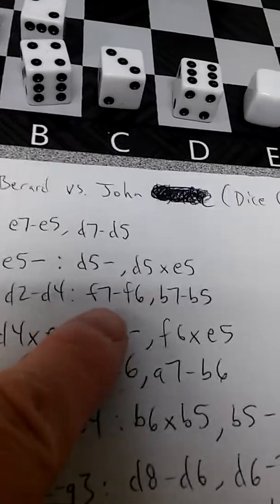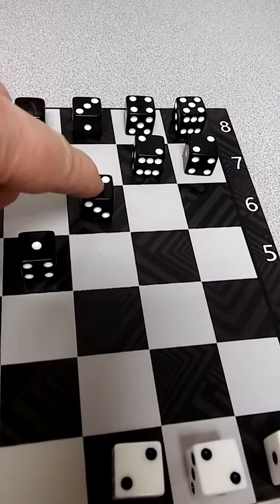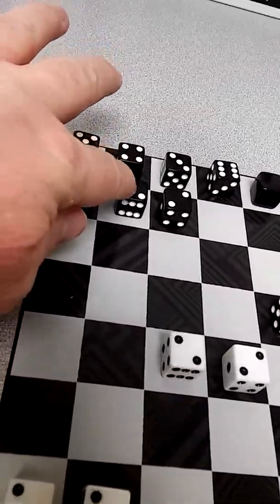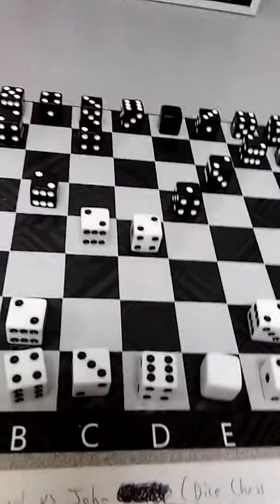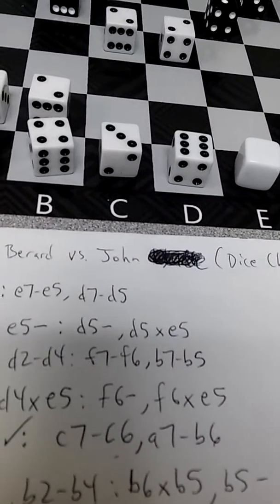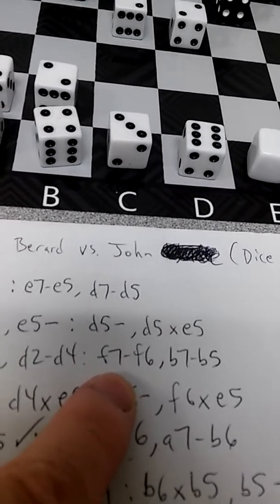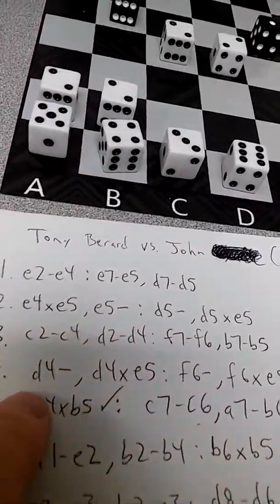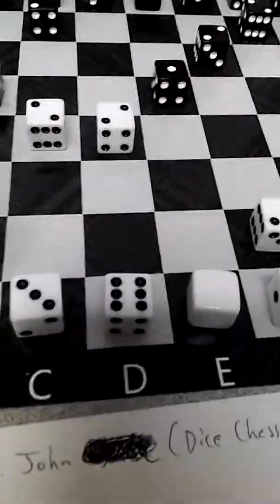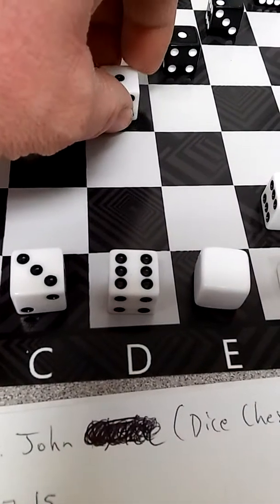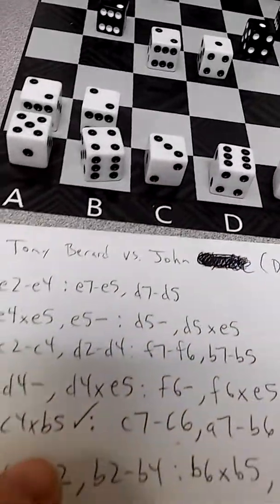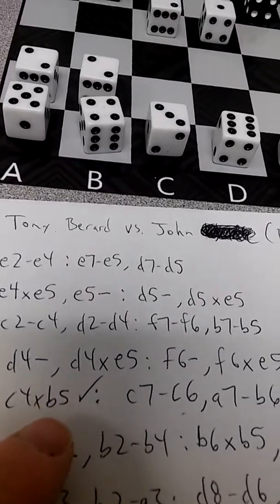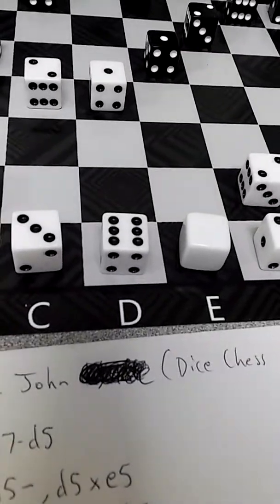Alright. Then my opponent played f7, f6, and b7, b5. Which, that was a mistake. We discussed that. And he didn't take it back. He said, no, he'll just go ahead and live with it. He's a beginner. I'm like, okay. So I did d4 decrement. And then d4 takes e5.